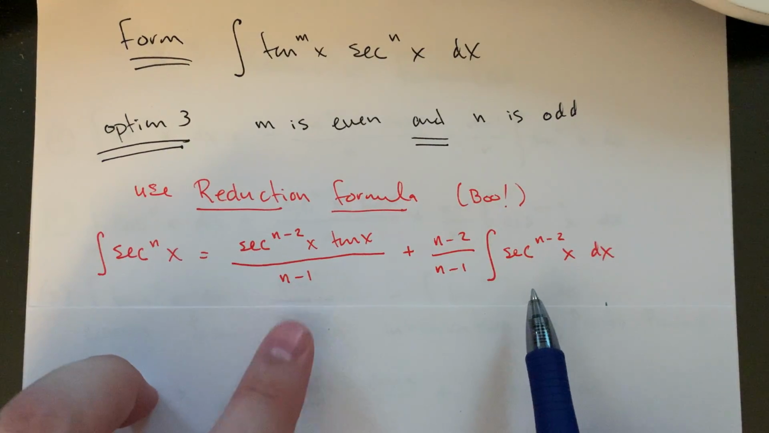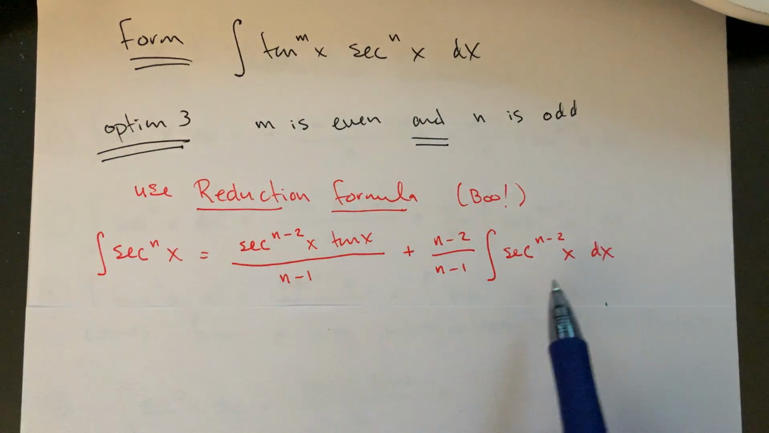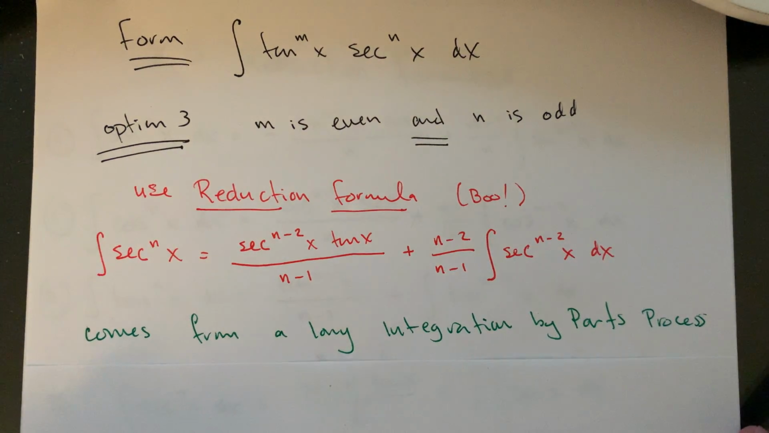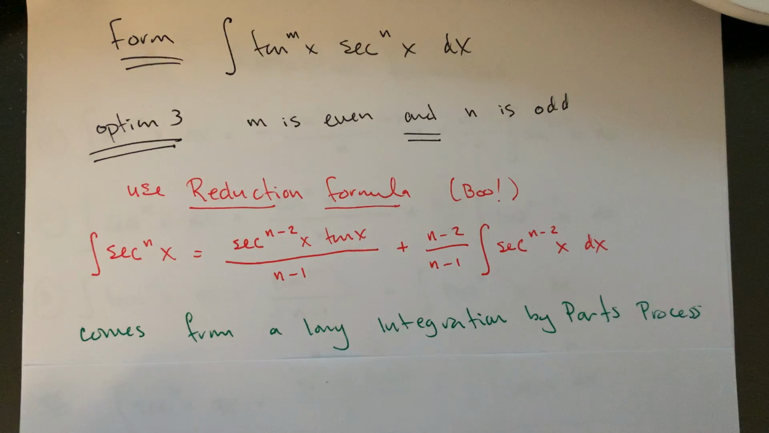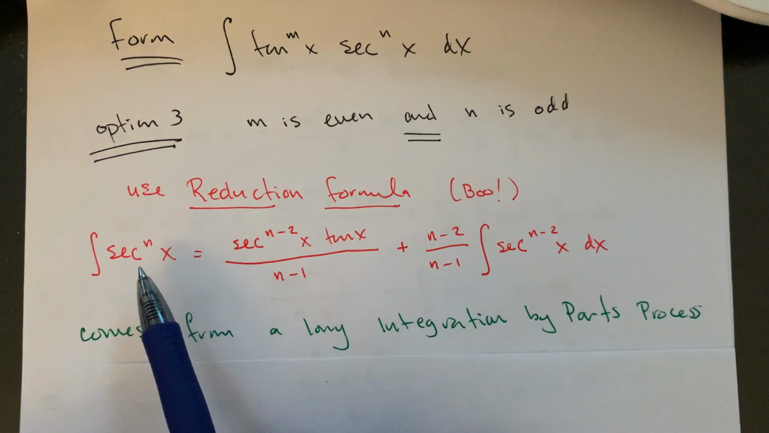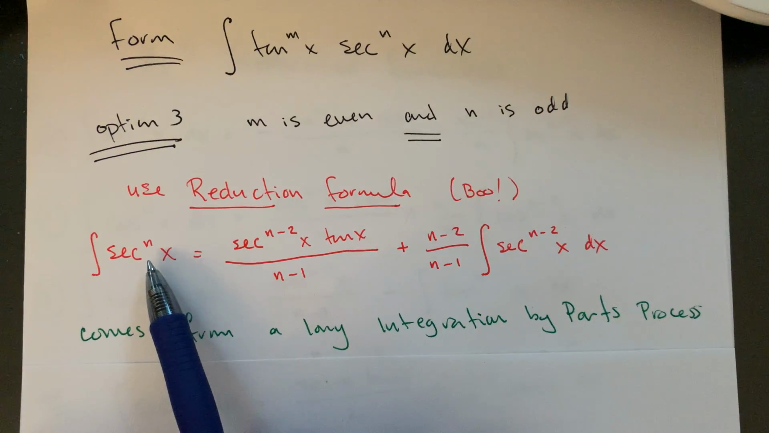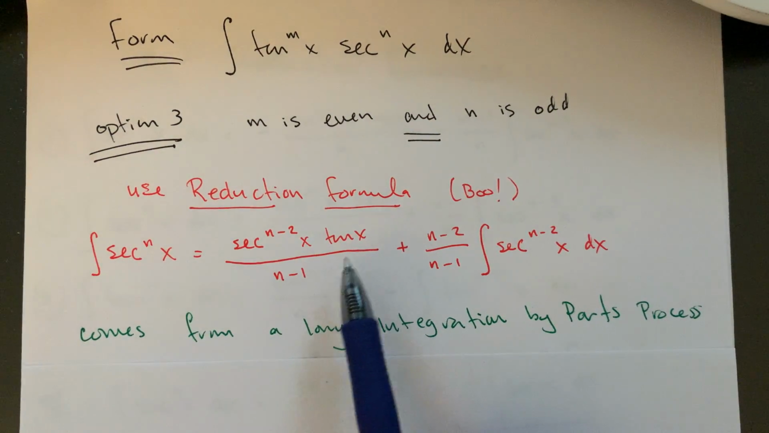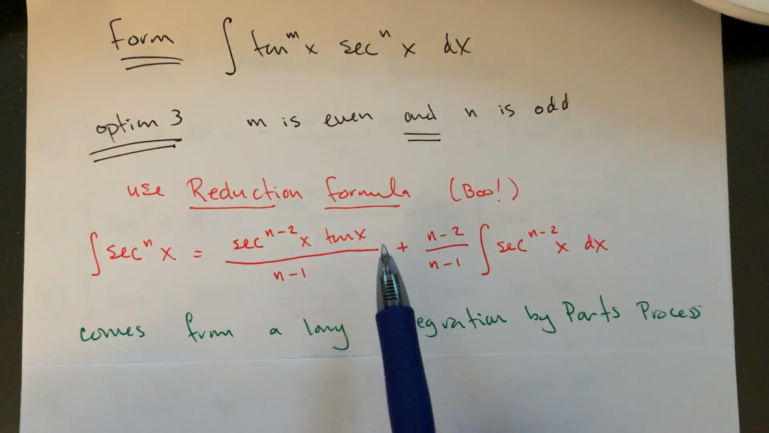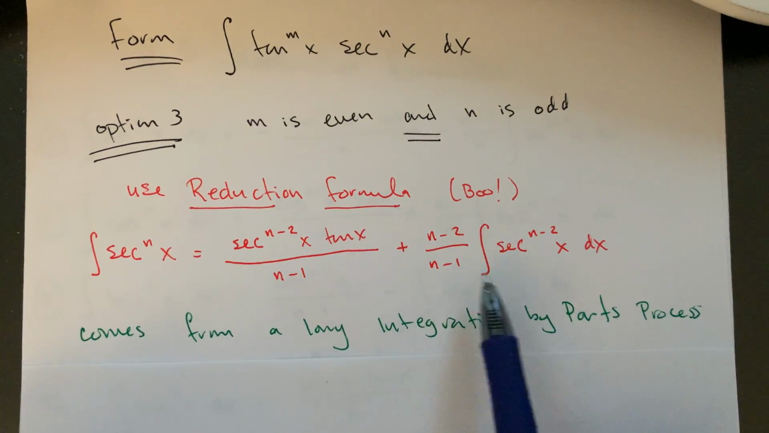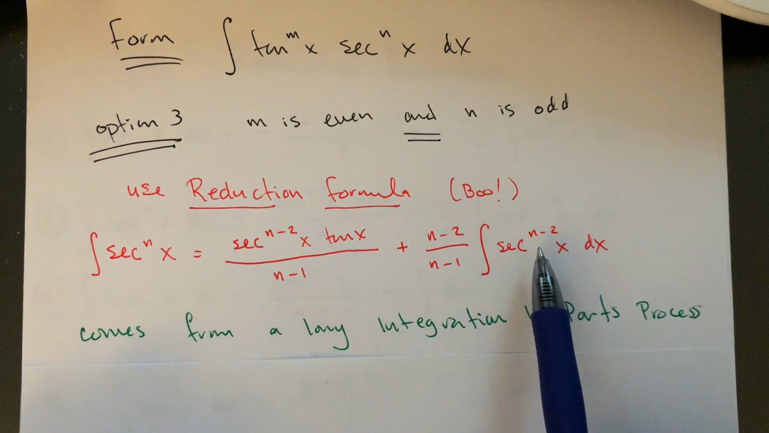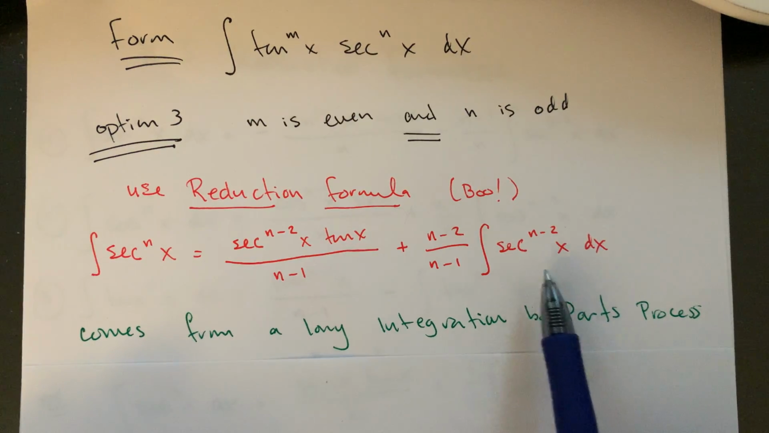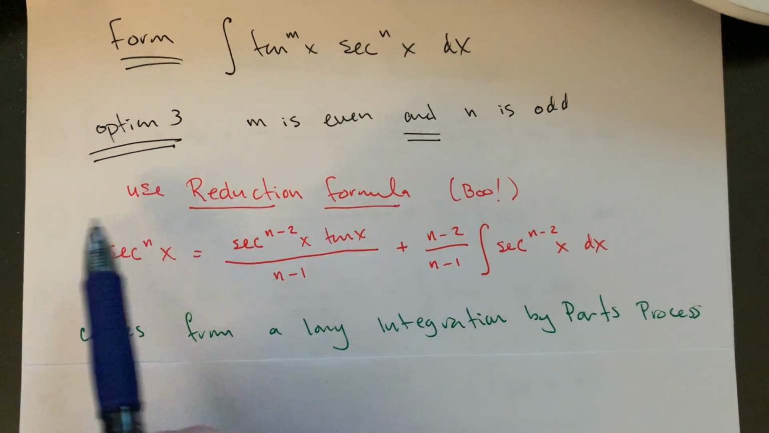This has a little bit of an integration by parts vibe to it, right? I think I've said this right. This comes from a long integration by parts process. And so what it allows you to do here is, say if you started with secant to the 7, this would get you a secant to the 5 times tangent over 6 plus 5/6 integral of secant to the 5 of x. And you say, okay, great, what do I do with this? And the answer is, well, you run this whole process again.